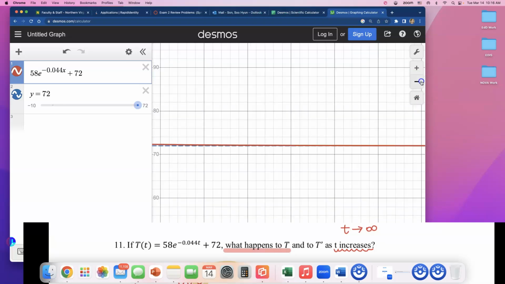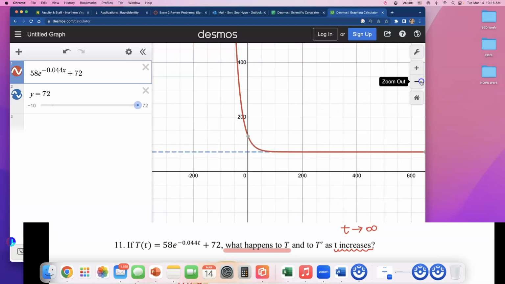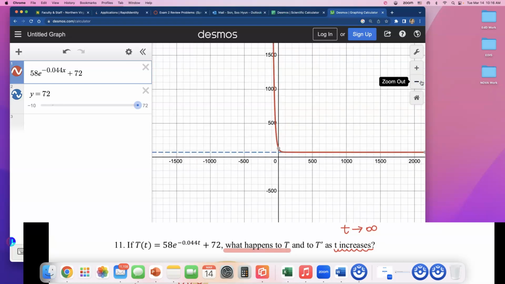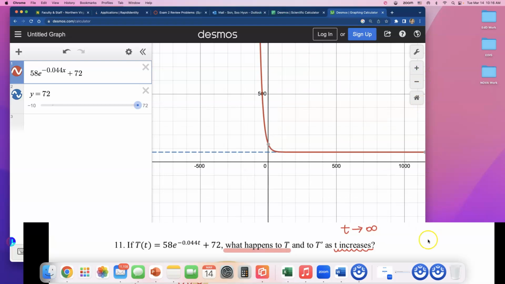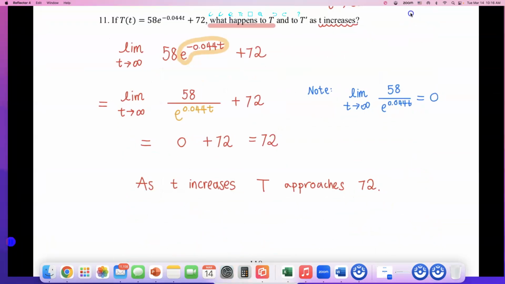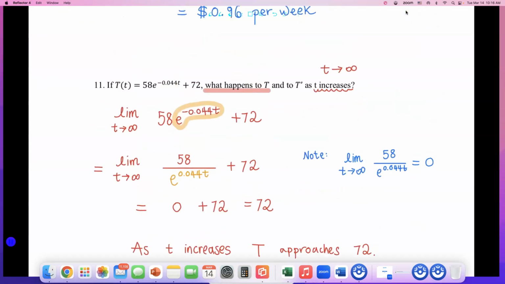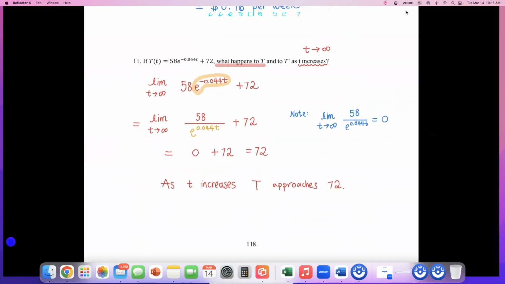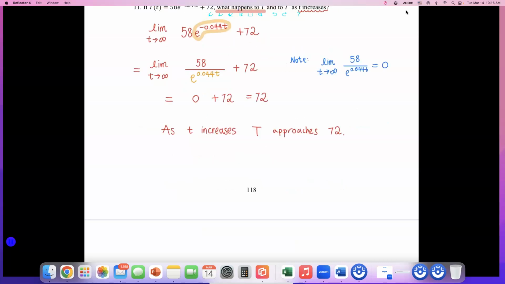But if I zoom out, you'll be able to see that we never really cross that blue line to go below it. We just get super close to it. Okay, that's the horizontal asymptote. Now they want us to find what t prime is approaching as little t increases. Well, in order to do that, we do need to find what t prime is.